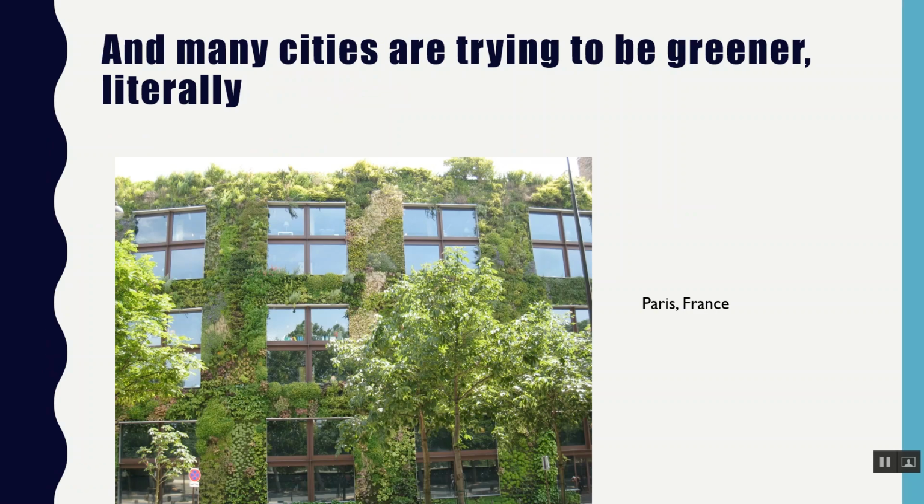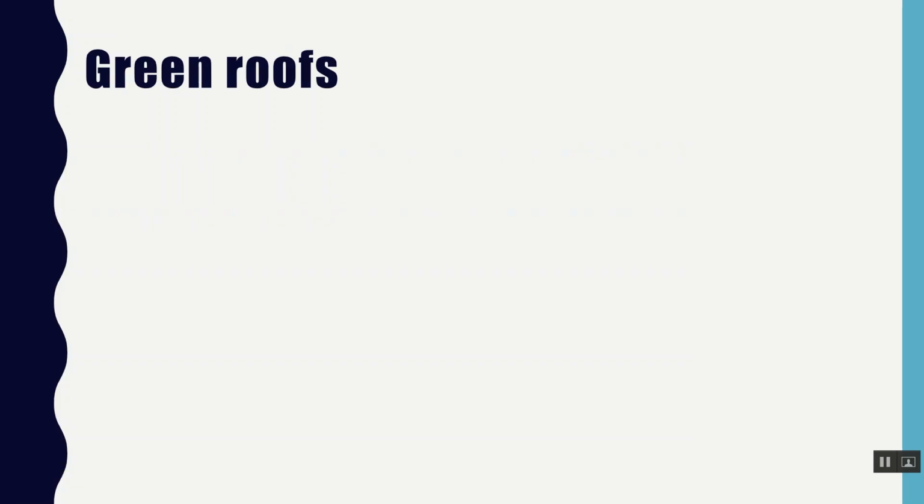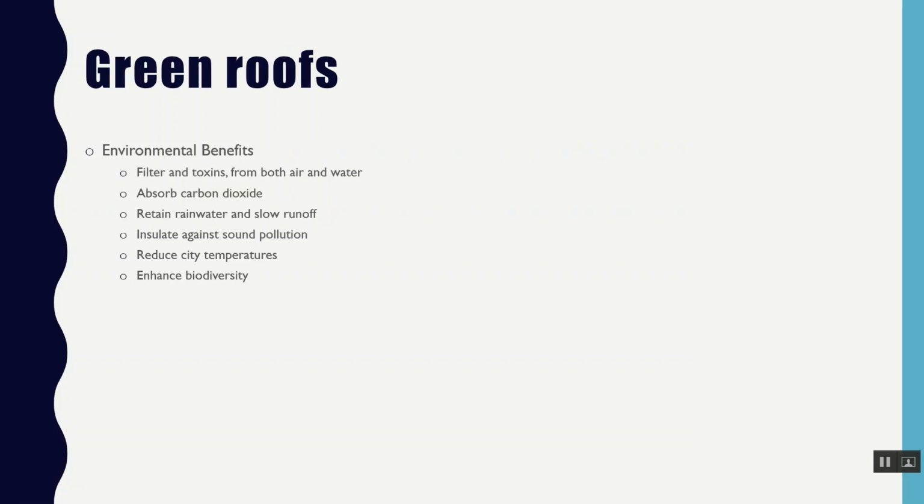And many cities are trying to be greener, literally, right? Increasing green space even on the buildings. This is the Academy of Science in San Francisco, which has this amazing green living roof. This building is naturally climate controlled. This is a fantastic place to visit. If you are in San Francisco, I highly recommend it. They have a rainforest inside, but the way that they've built this building is that through a system of vents and openings, they can naturally climate control the building. And part of that is the green roof.